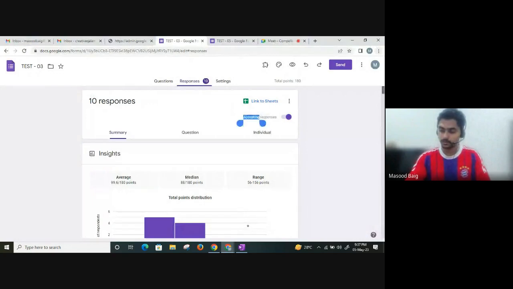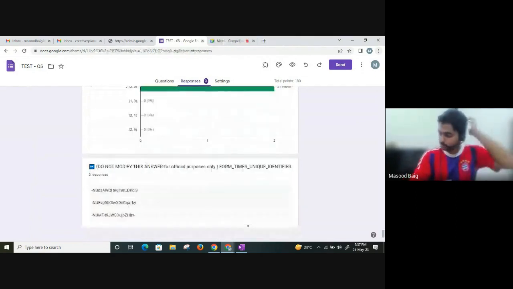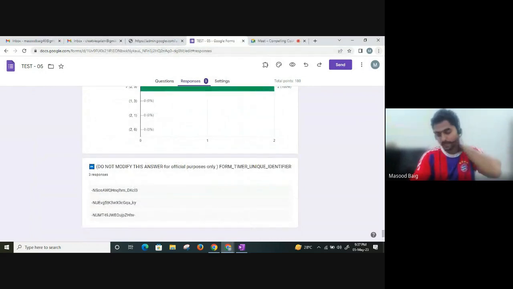So these were your questions from the magnetism part again. Next, Test 4 was kinematics and laws of motion. Test 5 was work, energy, power and system of particles, right?